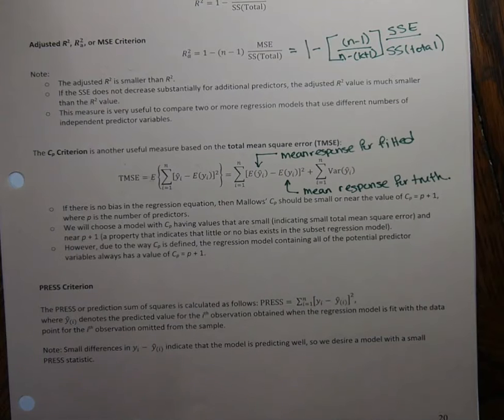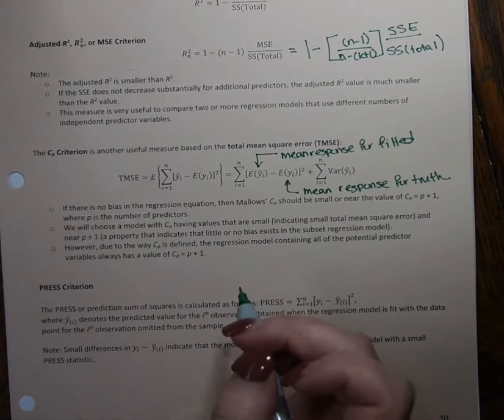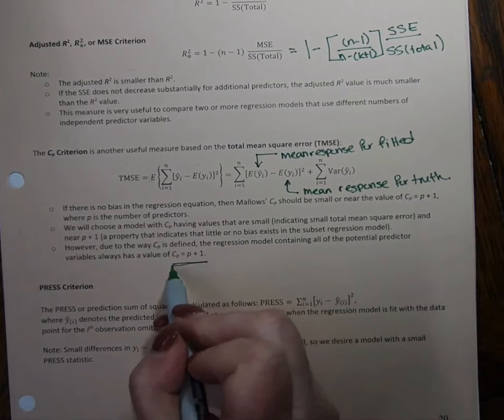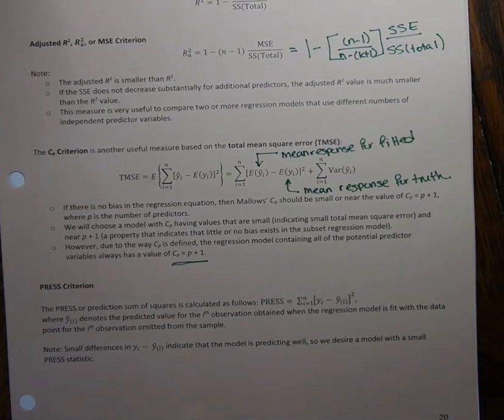If there's no bias in the regression model, then the Mallows Cp should be small or near the value of Cp equal to p plus 1, where p is the number of predictors. We're going to choose a model with Cp having values that are small, so that's our goal here. We want small values, indicating a small total mean squared error, and near p plus 1. This is a property that indicates that little or no bias exists in the subset regression model. However, due to the way that Cp is defined, the regression model containing all of the potential predictors will always have the value Cp equal to p plus 1. We'll see that when we look at the output.